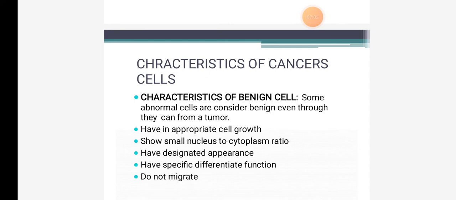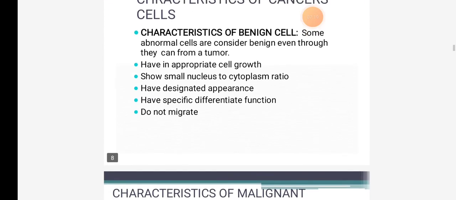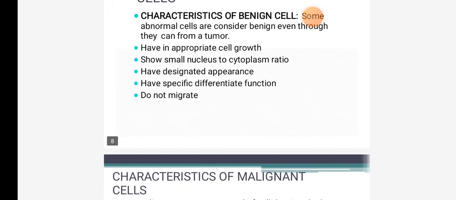They do not migrate. Benign cells always grow within their boundaries. They just grow in the same place and never migrate to other organs. They will grow continuously in the same place. So these are the characteristics of the benign cell.